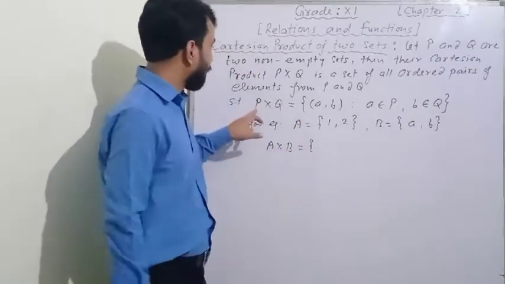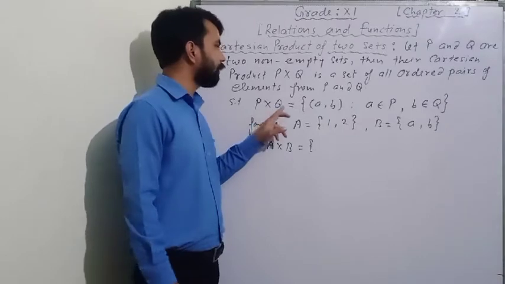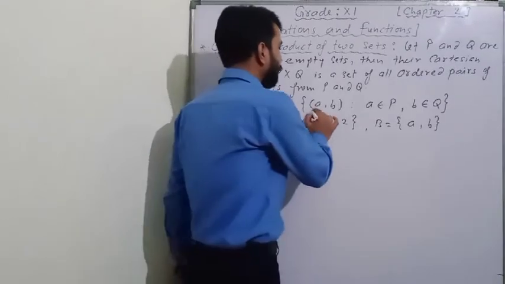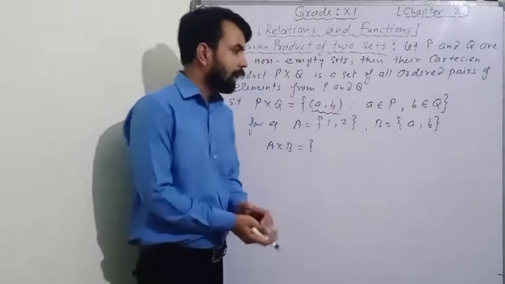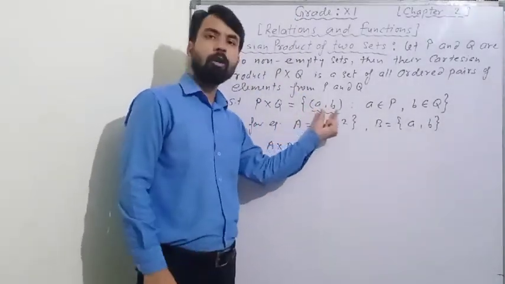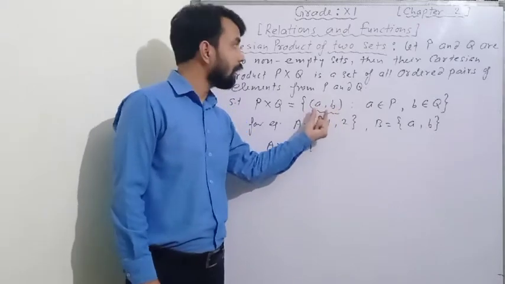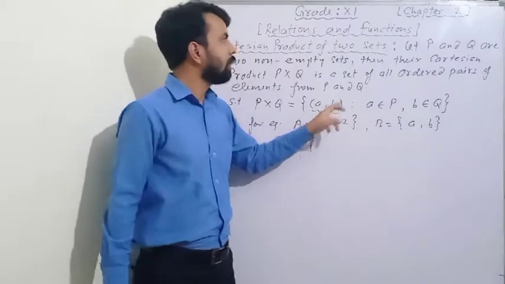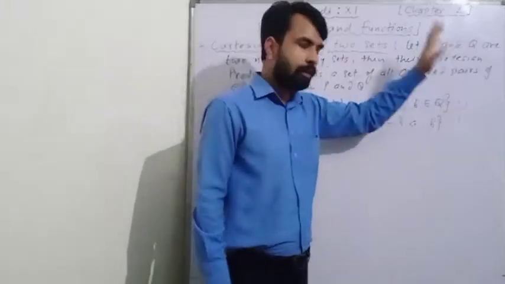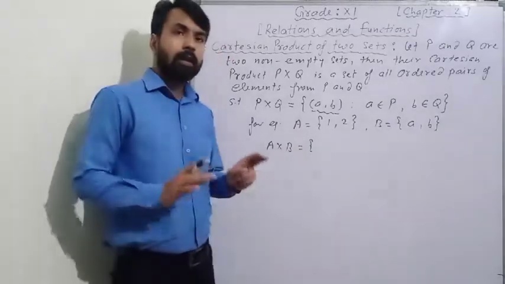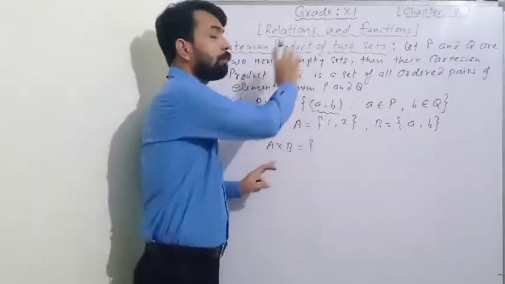Now see, mathematically the Cartesian product is defined as P cross Q equals (a, b), but a comma b in a bracket. Here two elements are there, no? That means this is in a form of pair. If it is in a pair, then it is known as ordered pair. So (a, b) is known as ordered pair. Now see, A cross B. Here it is Cartesian product.